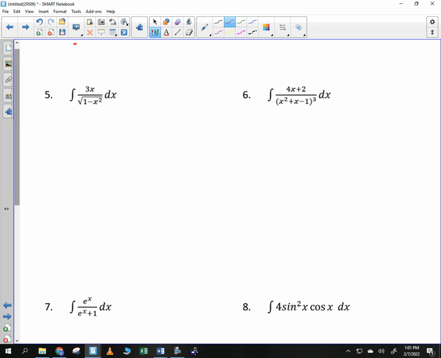Does 5 look impossible? What should u be? Actually, it's just going to be 1 minus x squared. So what is du? Yep.